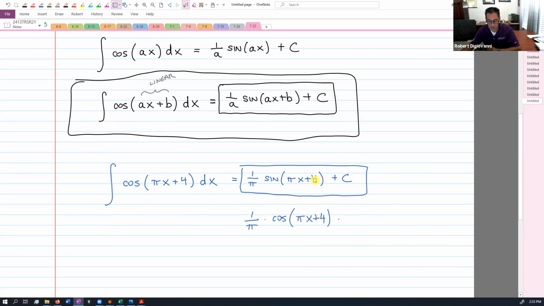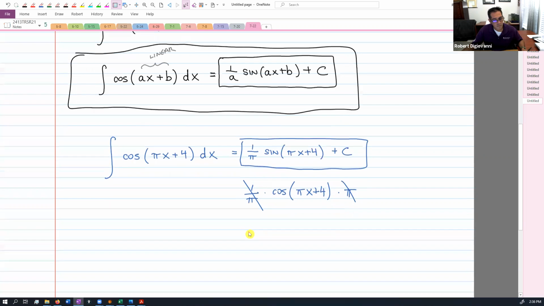And then times the chain rule, the derivative of the inside. Because it's linear, you're going to get a pi here, and that pi goes away, which is why you need the 1 over pi out front. Do you think this works for any function that you know the antiderivative of?